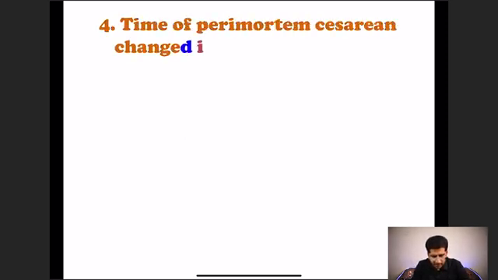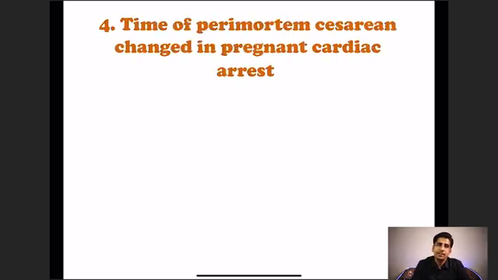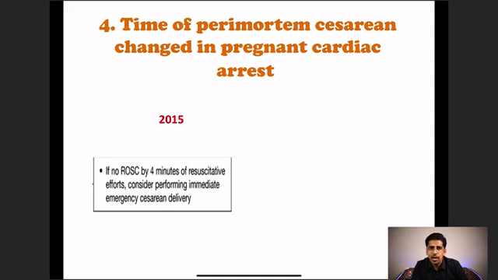Okay, coming on to the next one. The fourth update is that the time of perimortem cesarean is changed in cases of pregnant cardiac arrest scenarios. Previously in 2015, they said if there is no ROSC, that means no return of spontaneous circulation by 4 minutes, then you have to consider performing immediate cesarean section.